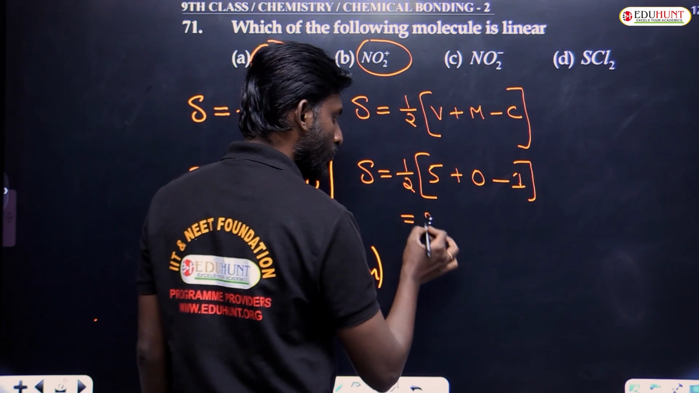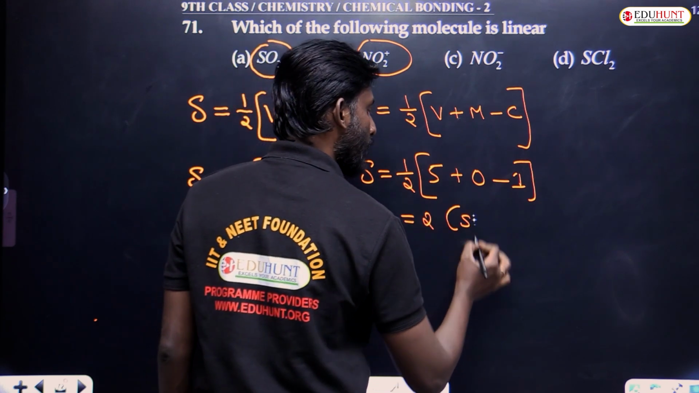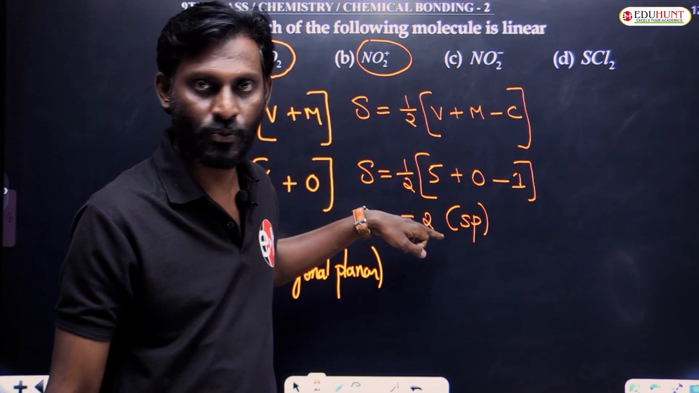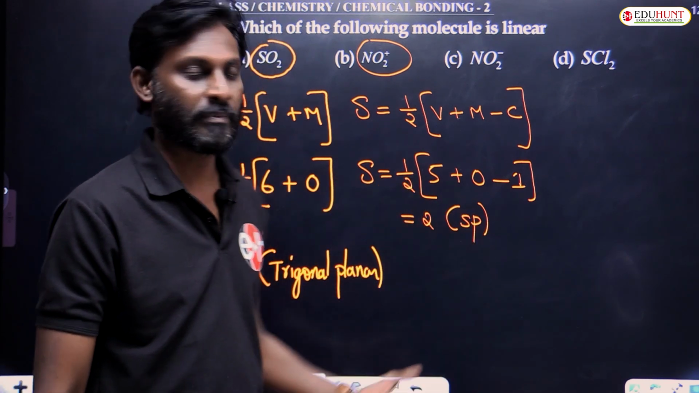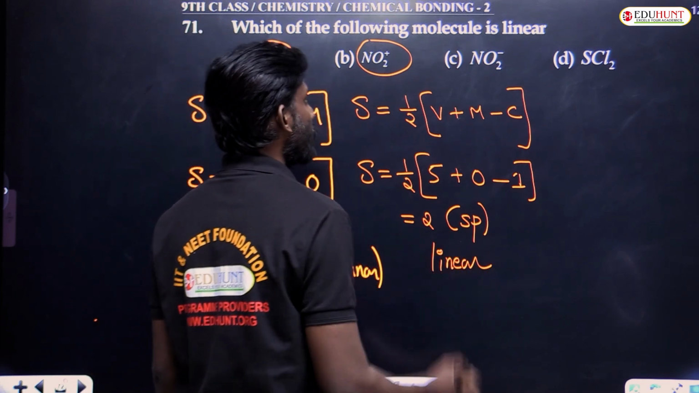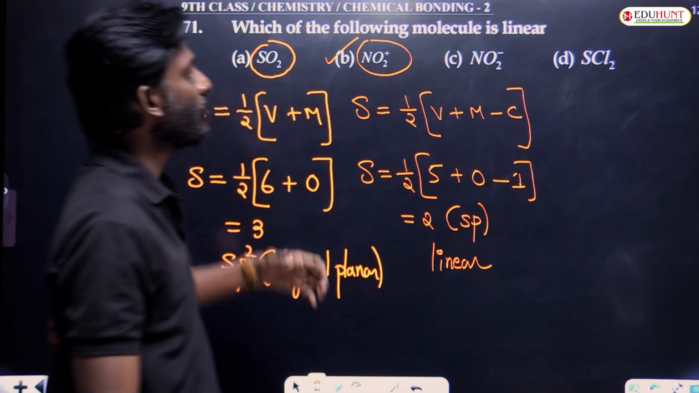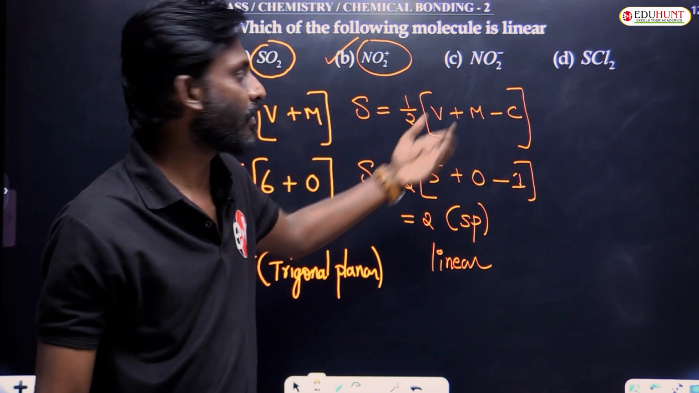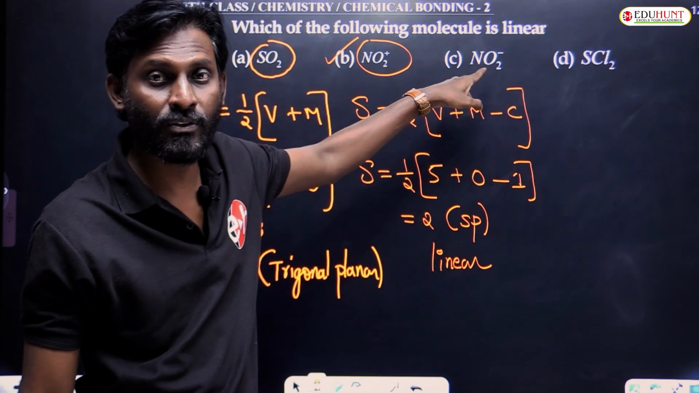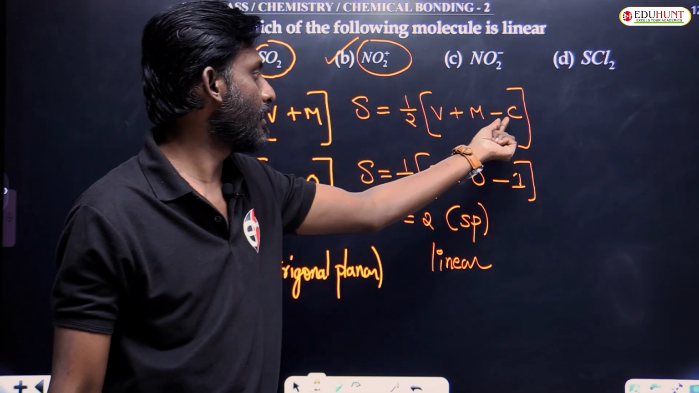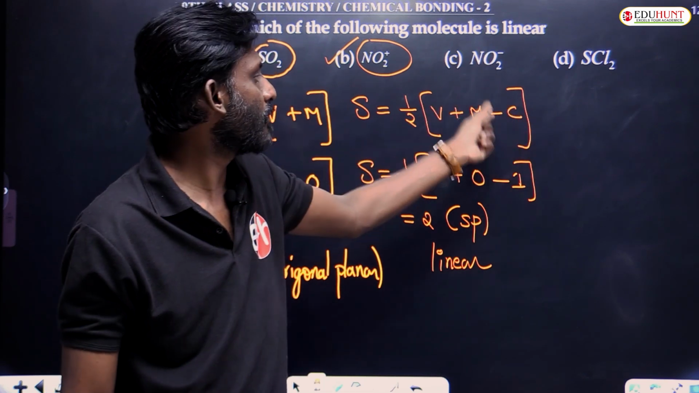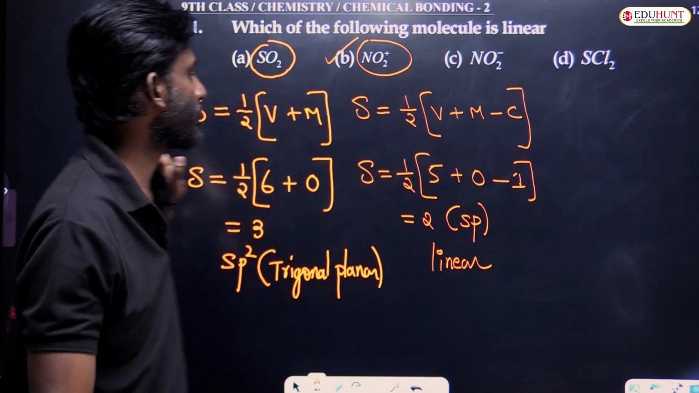Now 5 minus 1 is 4. 4 by 2 is 2. So it is sp hybridization. When the steric number is 2, then it is sp hybridization. That means you are going to have a linear structure. Linear. So that is our answer. You can follow the same procedure for charged species and neutral molecules like this. For an anion, in this formula you need to add the charge. For an anion plus C, for a cation minus C.